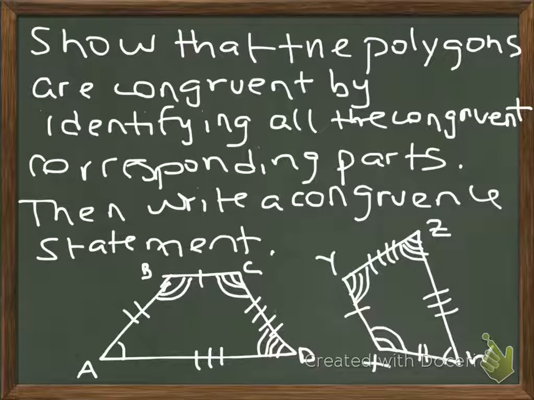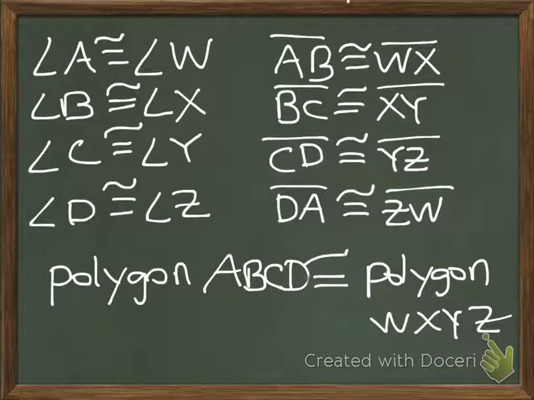So we're going to show that the polygons are congruent by identifying all the congruent corresponding parts. Now they have to be corresponding. That would be in the same position but on a different shape. And then finally we'll write a congruent statement. So it's a lot of writing.